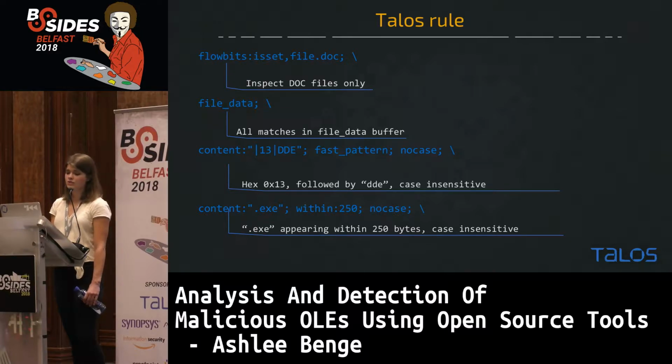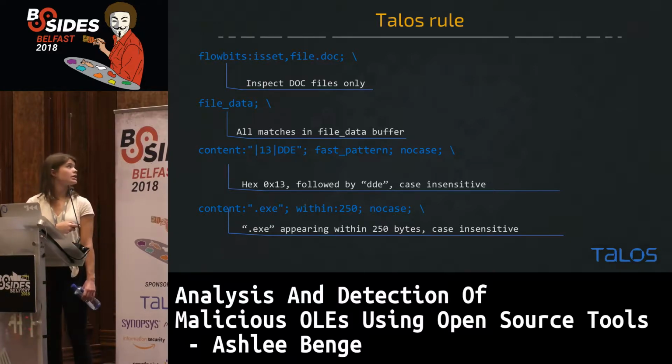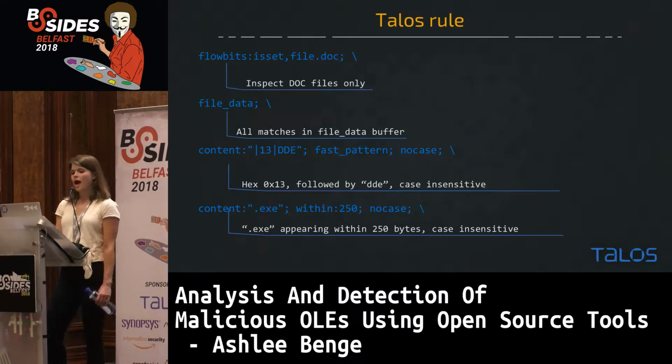If you look at the first content match, this hex 13 DDE here, we have opted to go with DDE because if we could write two rules, we could have one looking for DDE and DDE auto. But why would I bother to have two rules if I could just have one? We want to have as few rules as possible in the rule set because it's expensive computationally to evaluate more rules. So anytime we can condense is desirable.